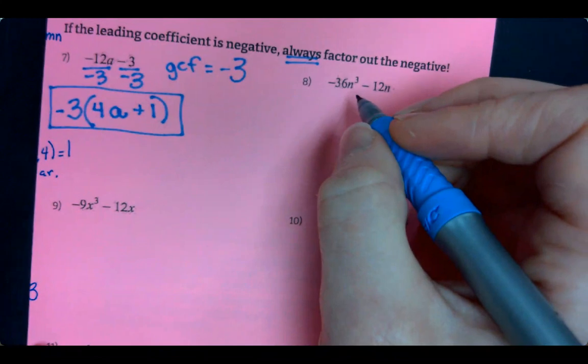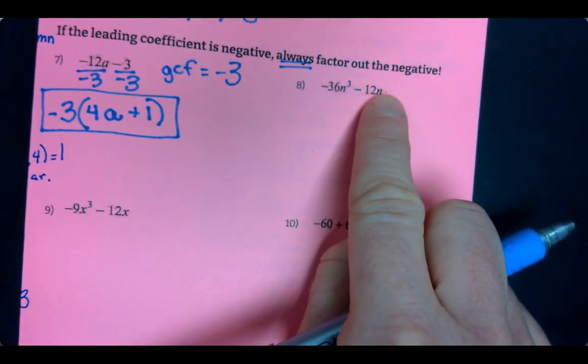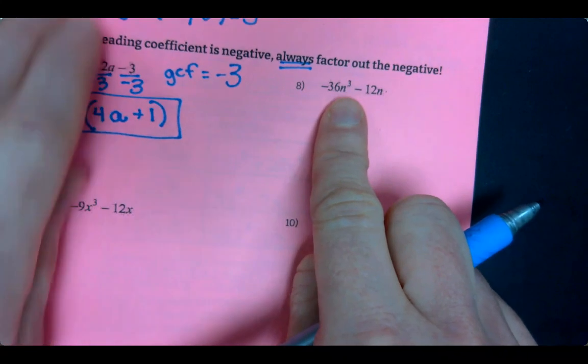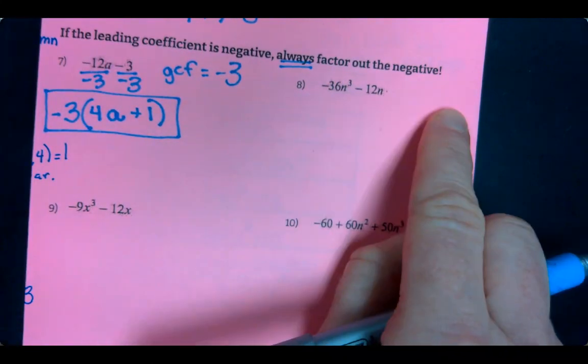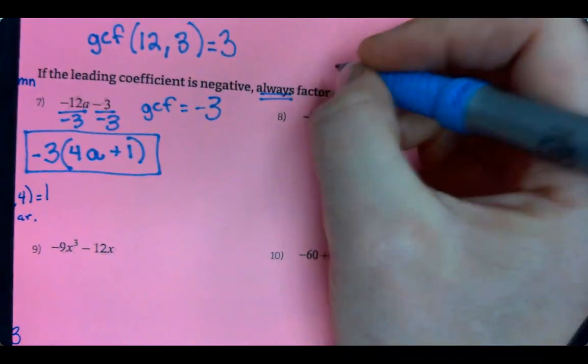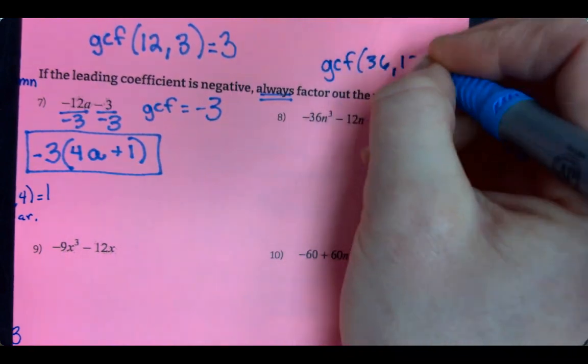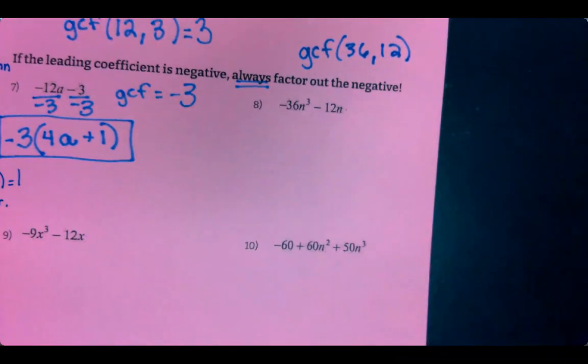Okay, let's look at the next one. This is in the correct order. So what I mean by correct order is your biggest exponent is first, and then it decreases from there. The first one is negative, so we know that our GCF is going to be a negative. But we can go ahead and do our GCF of 36 and 12. We can use the calculator.